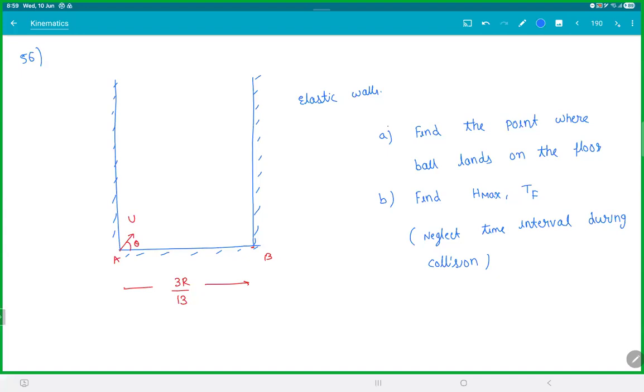The story is still the same. Every time you hit the wall, the vertical will be unaffected. Only the horizontal will keep shifting right, left.